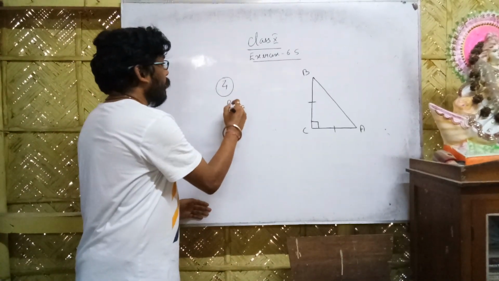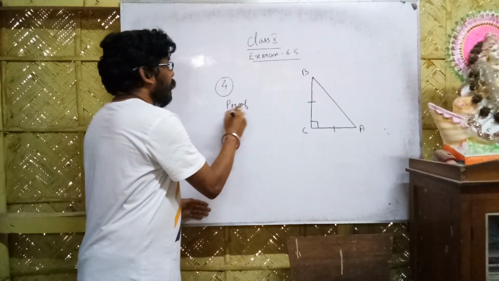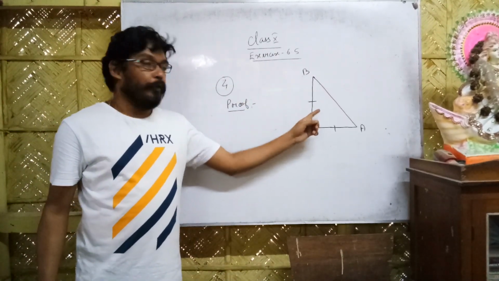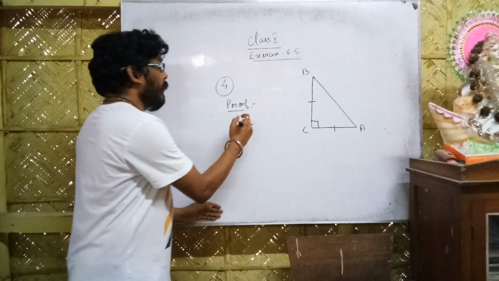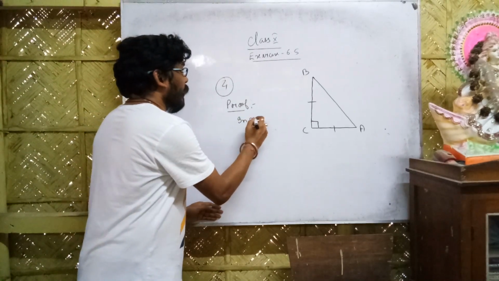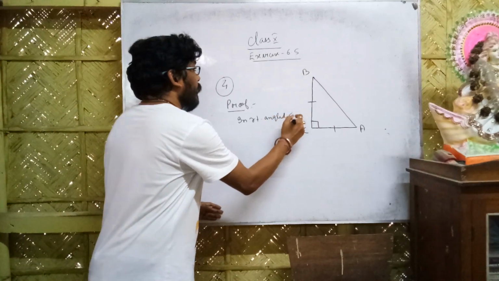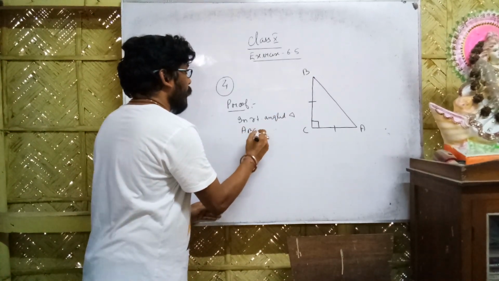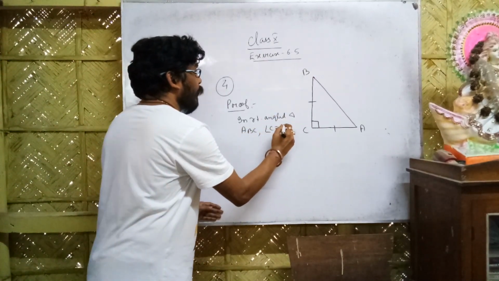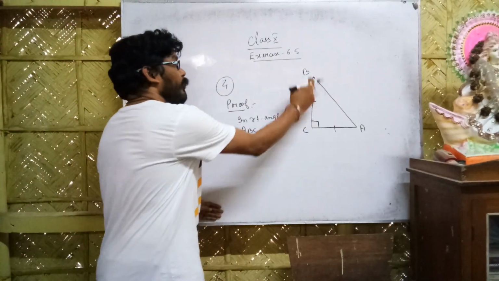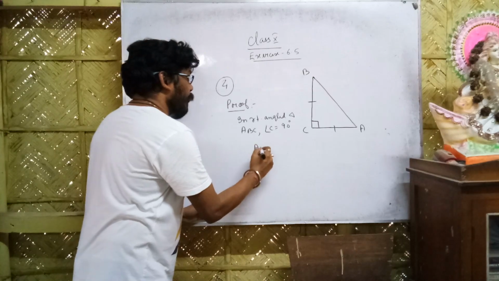So proof part, ABC is a right angle triangle, so you can go for Pythagoras theorem. You write here, in right angle triangle ABC, mention the angle which is 90 degree. Angle C is 90 degree. So angle C opposite side is AB. So AB is the hypotenuse.